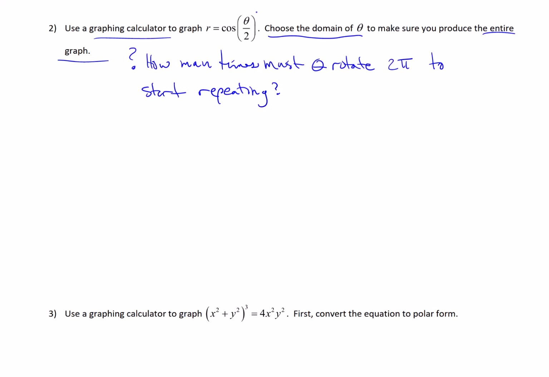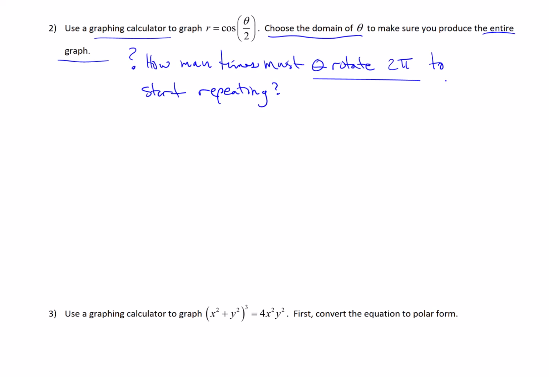So we have a periodic function, which means, cosine, as we know, is periodic. You can input theta values that go all the way around the unit circle, and then at some point they start repeating, based on the period of the function. We've seen this plenty of times. So our question here is, how many times must theta rotate through a full circle, 2 pi, to start repeating the graph?